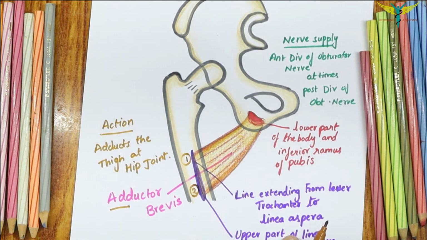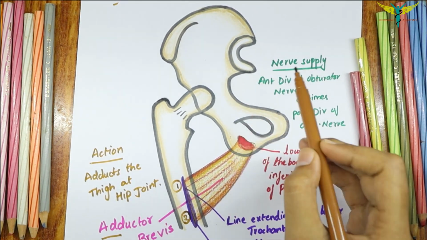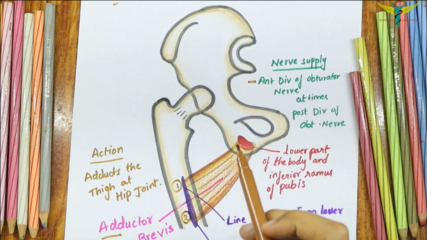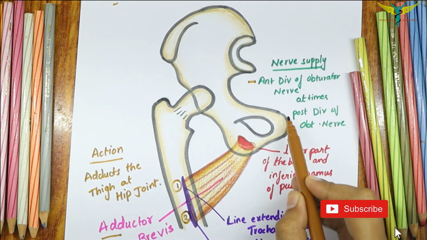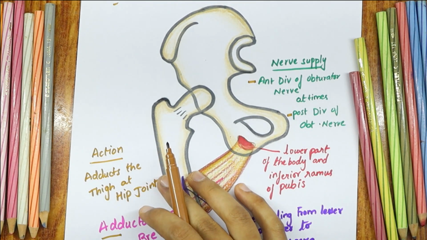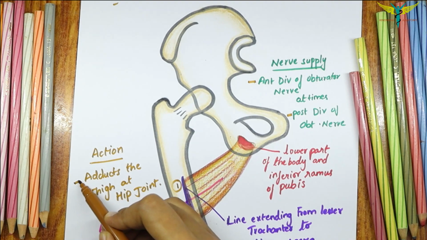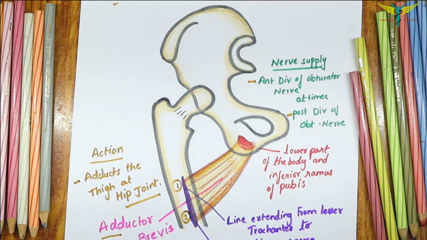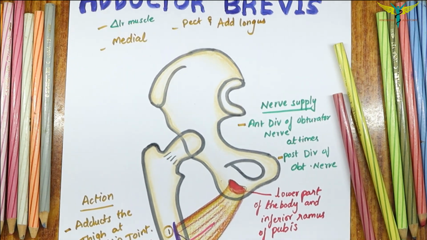And coming to the nerve supply, it is supplied by the anterior division of the obturator nerve, and sometimes it can also be supplied by the posterior division of the obturator nerve. And the action of this adductor brevis is the adduction of the thigh at the hip joint. So guys, this is all about the muscle adductor brevis.